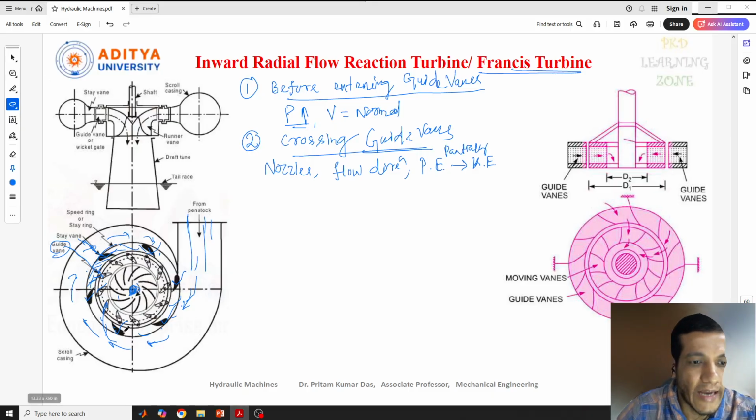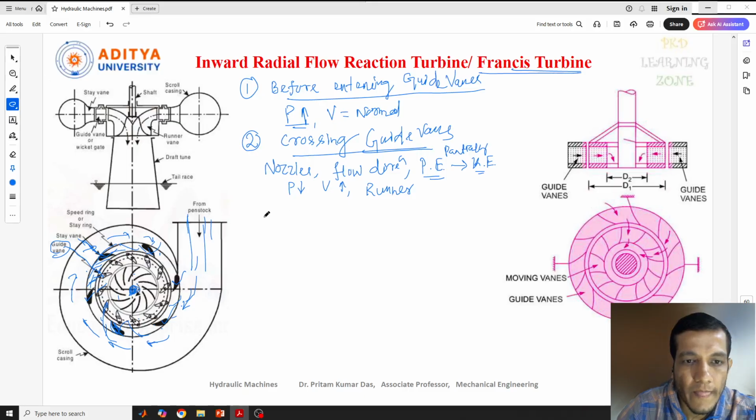So what is the work of this guide vane? When it is entering, you can see the blades, and this blade mechanism helps. As I told you, this guide mechanism is used to control the flow directions, and partially convert the pressure energy to kinetic energy. So in this way, your pressure started decreasing and velocity started increasing. Then the water started flowing inside the runner. Now it moves to the runner.